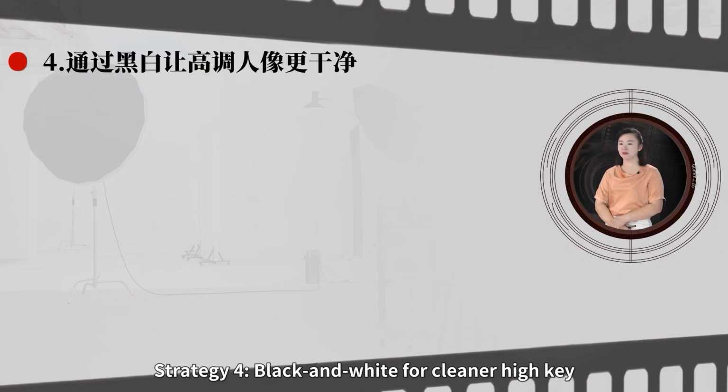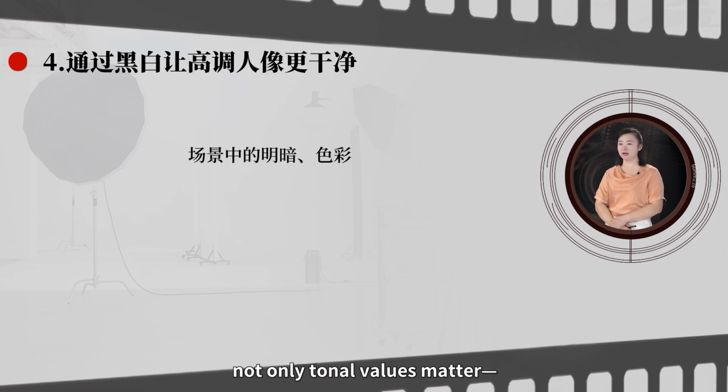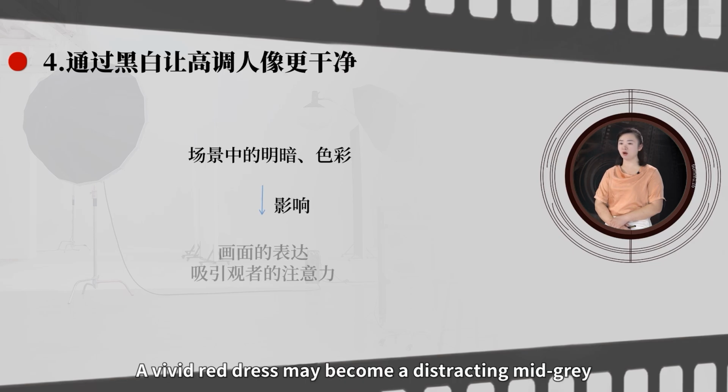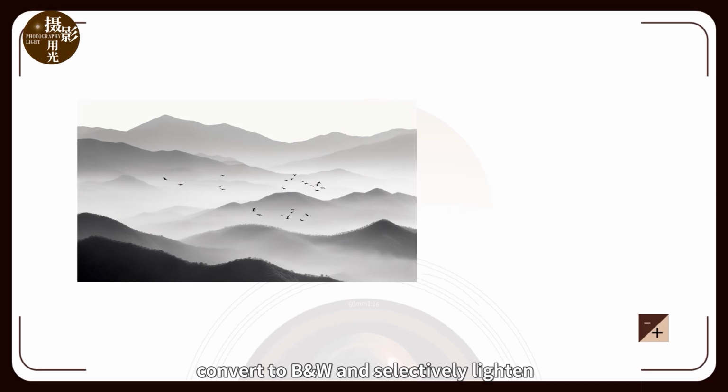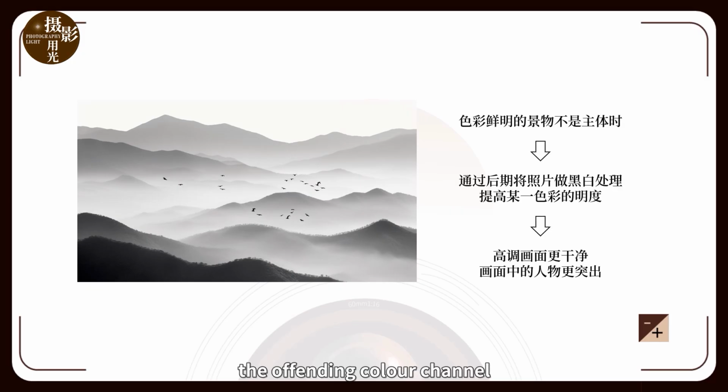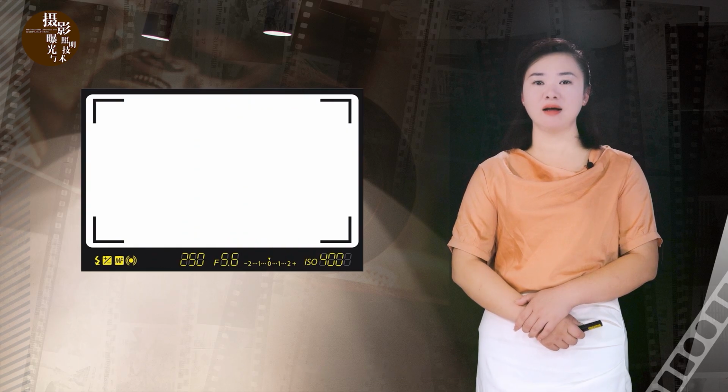Strategy 4. Black and white for cleaner high-key. In monochrome, not only tonal values matter, original colors also translate to different grays. A vivid red dress may become a distracting mid-gray. If that mid-gray is not the subject, convert to B and W and selectively lighten the offending color channel. Raise red luminance, for example, to push the dress toward white. The frame becomes purer, more immaculate, and the real subject gains prominence.